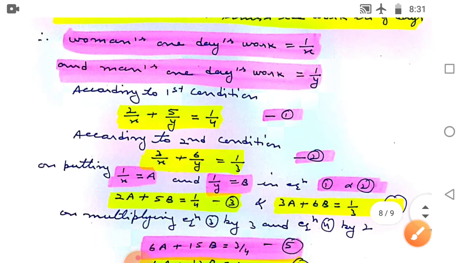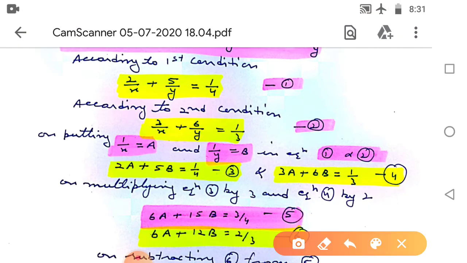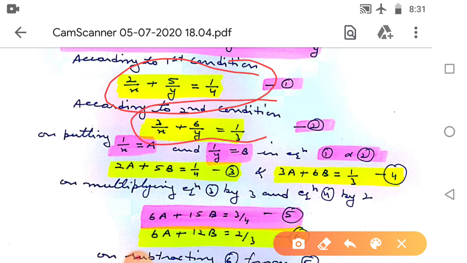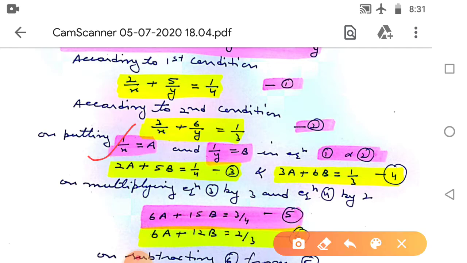Now look at the second condition. 3 women, so 3 by x in 1 day, 6 men, 6 by y in 1 day, and that is 1 by 3. So in front of us we have two equations: 2 upon x plus 5 upon y is equal to 1 by 4, and 3 upon x plus 6 upon y is equal to 1 by 3. Now we take 1 by x is equal to a and 1 by y is equal to b in these equations number 1 and 2.